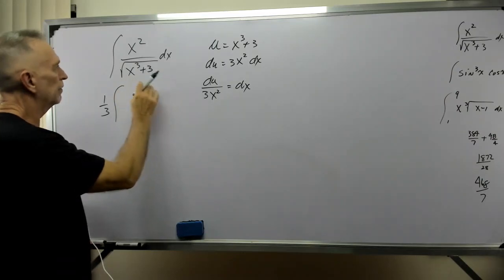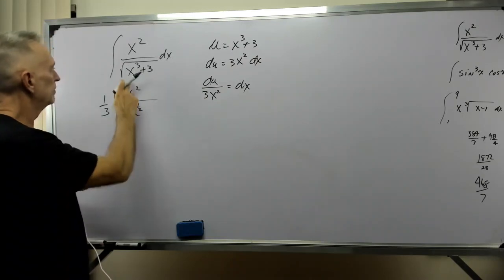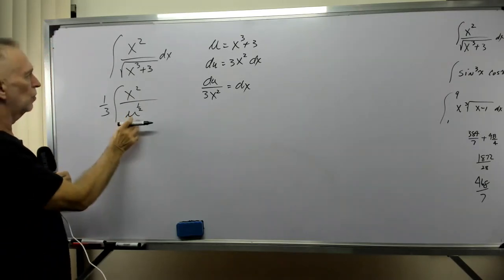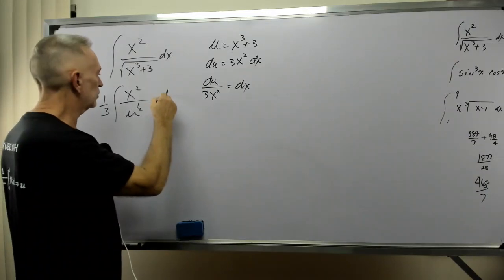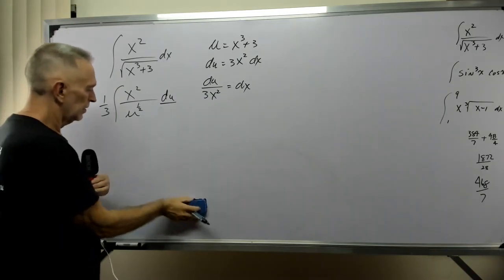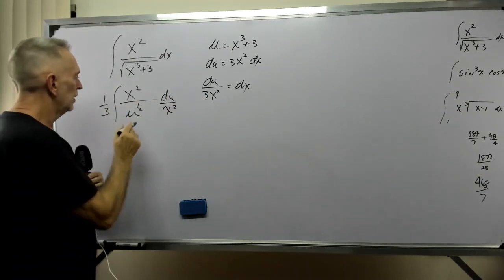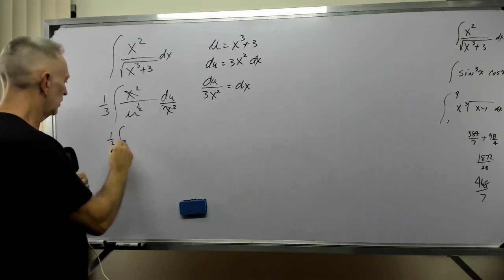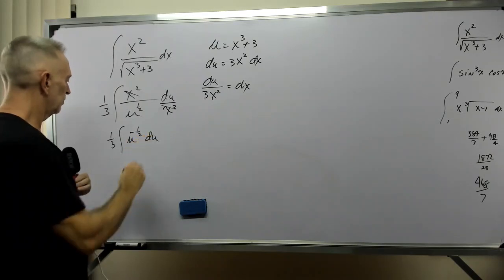Now then, I have x squared divided by u to the 1/2. U is x cubed plus 3, and that's raised to the 1/2 power. Dx, I'm going to replace with du over 3x squared. Well, I've already put the 3 over here, so just put x squared. But keep in mind, 1/3 is here. All right, so x squared cancel. I'm left with 1/3 the integral of u. I'm going to bring the u up to the minus 1/2 du.